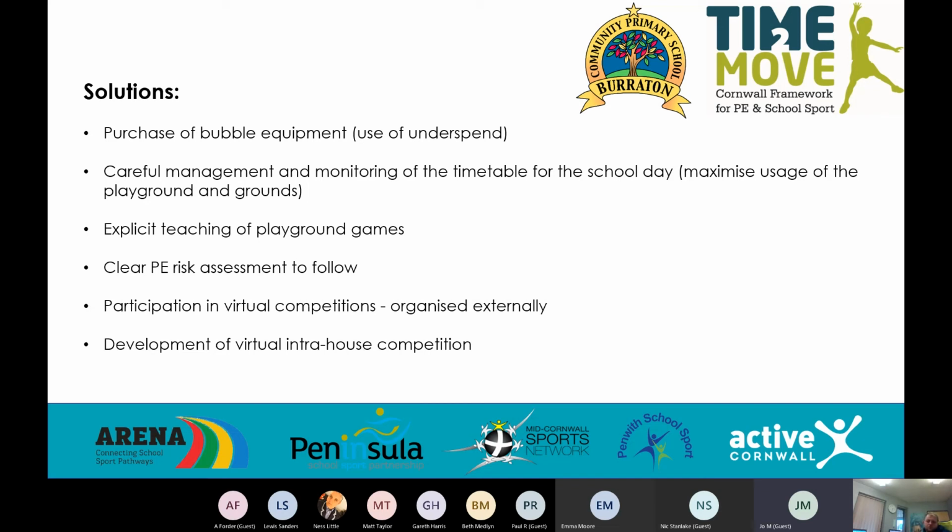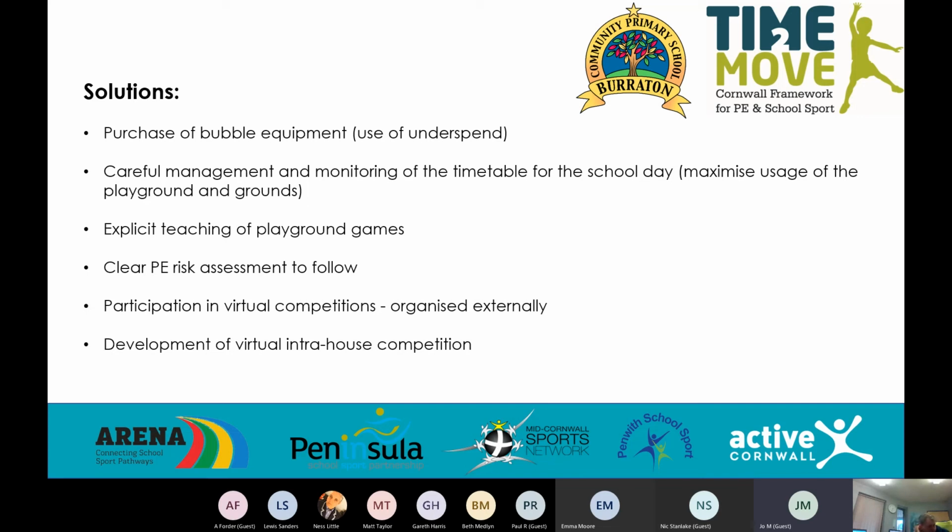And another part of our solution was around the participation in virtual competitions. So we've really maximised and looked out for the opportunity to participate in the sports hall of athletics, the winter games that we've got coming up, and certainly going forward, that will be something that we will seize with both hands.